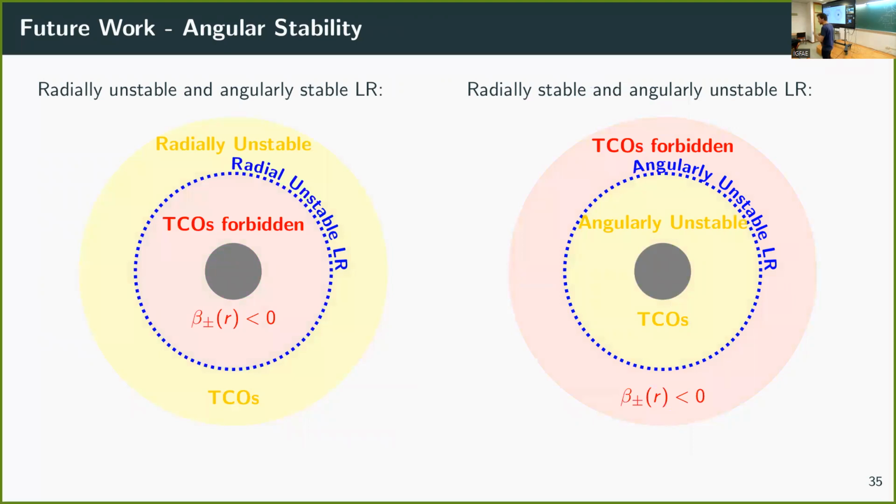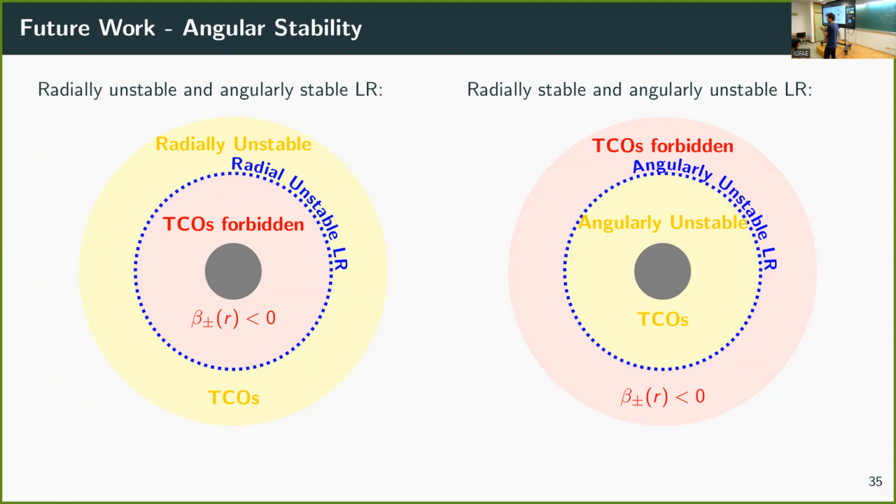And then we have the mixing between the two: if you have a radially unstable but angularly stable outer region, it is also like that for timelike circular orbits, and vice versa for the radially stable and angularly unstable light rings. So condensing everything, what this means is that the radial stability of the light ring determines the possibility and the radial stability of the timelike circular orbits.